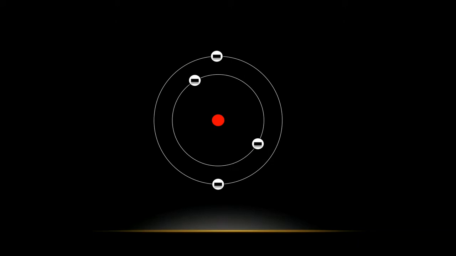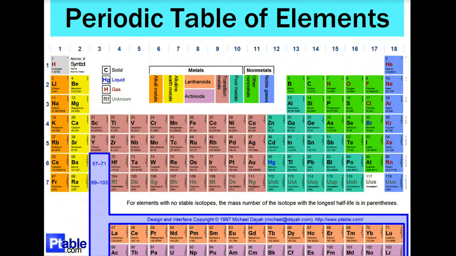Okay, beryllium has an atomic number of 4, and it's in the second period, so it has 2 electron shells. The first shell holds 2, and the second shell for beryllium now holds 2. Okay, so we can see that beryllium is in the second period, and it's in the second group. It has 2 electron shells and 2 electrons in that shell. So the next element we're going to talk about is boron.